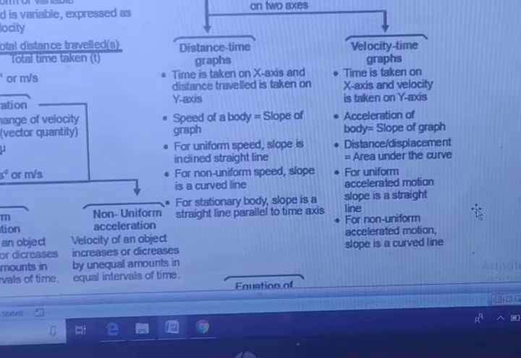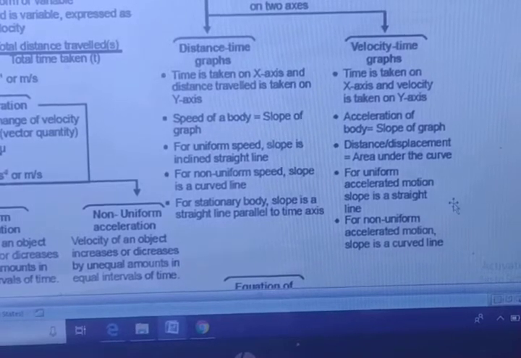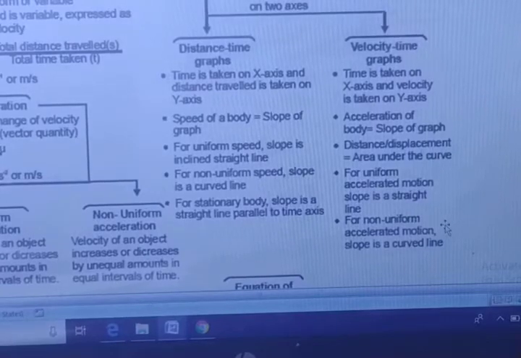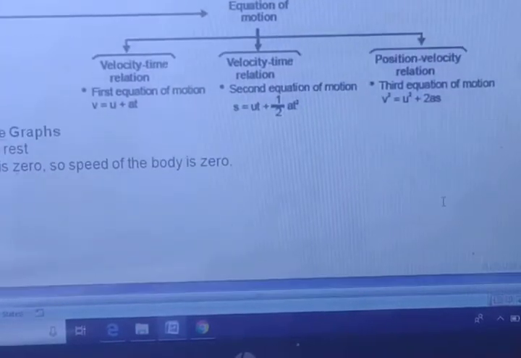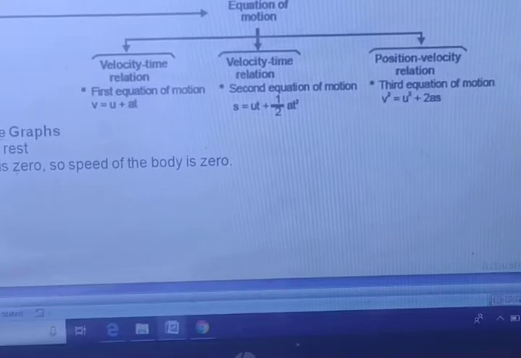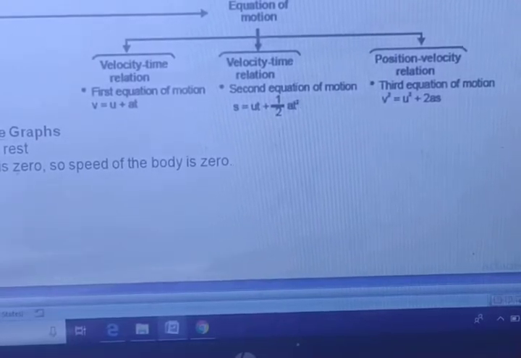For uniform acceleration, the motion slope is a straight line, and for non-uniform accelerated motion, the slope is a curved line. Now see the equations of motion. As I already described in the previous video, here is the velocity-time relation, the first equation of motion: v = u + at.